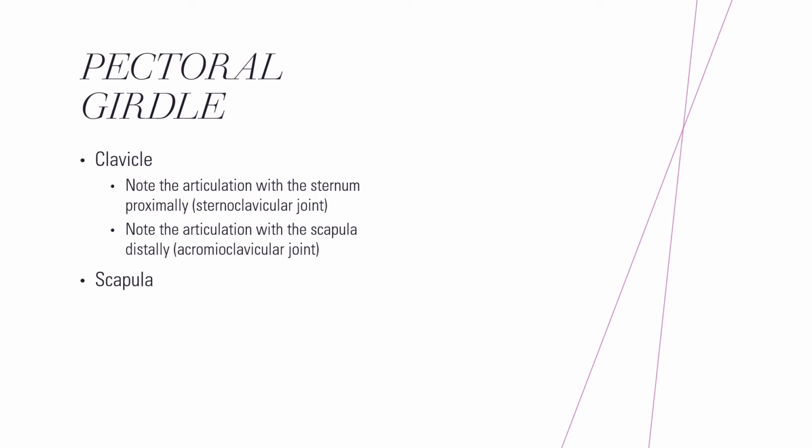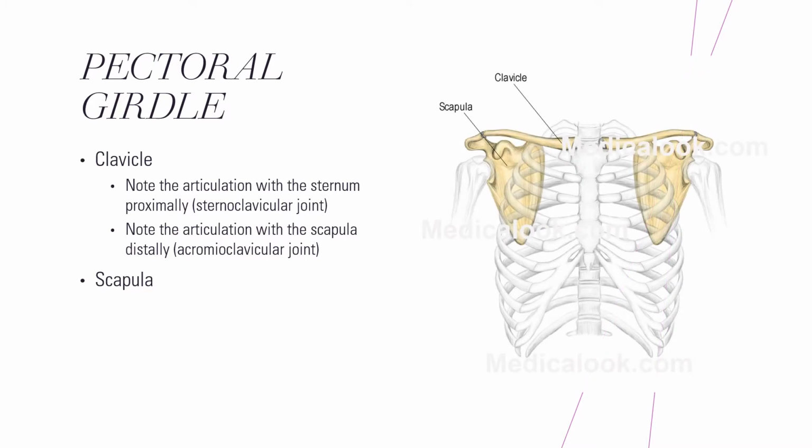The pectoral girdle consists of the clavicle and the scapula. Note that proximally, the clavicle articulates with the sternum. And when I say something articulates with something, that means it forms a joint with something. It comes together with something. So the proximal clavicle and the sternum form the sternoclavicular joint. The distal clavicle articulates with the scapula to form the acromioclavicular joint because it articulates with the acromion of the scapula. We're going to learn more about this soon.